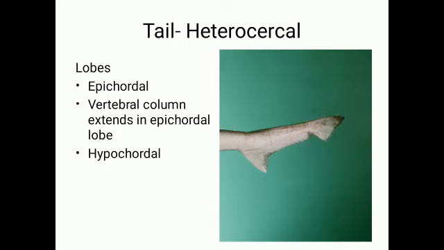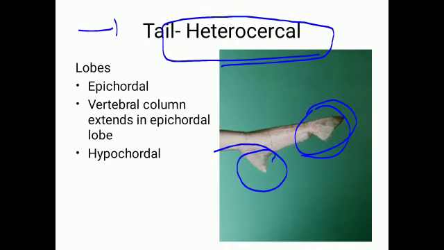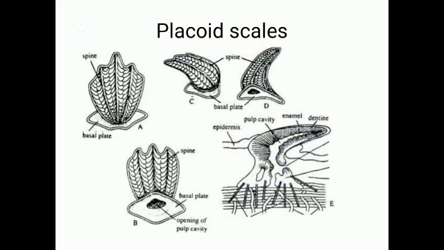And third, tail is also a character. The tail has two lobes, epicaudal, that is the upper lobe, and hypocaudal, that is the lower lobe. It is known as a heterocercal tail, which means the vertebral column extends up to the epicaudal lobe, and that's why it goes upwards. Then after that, placoid scales.